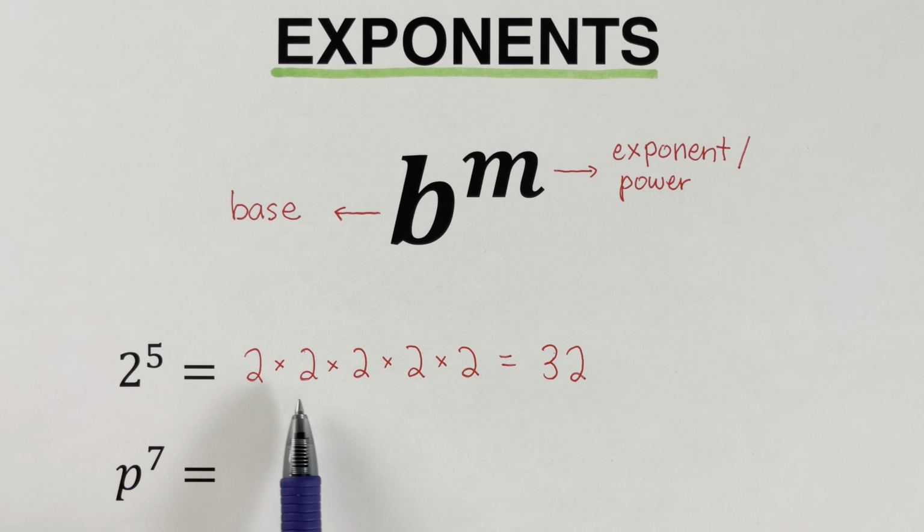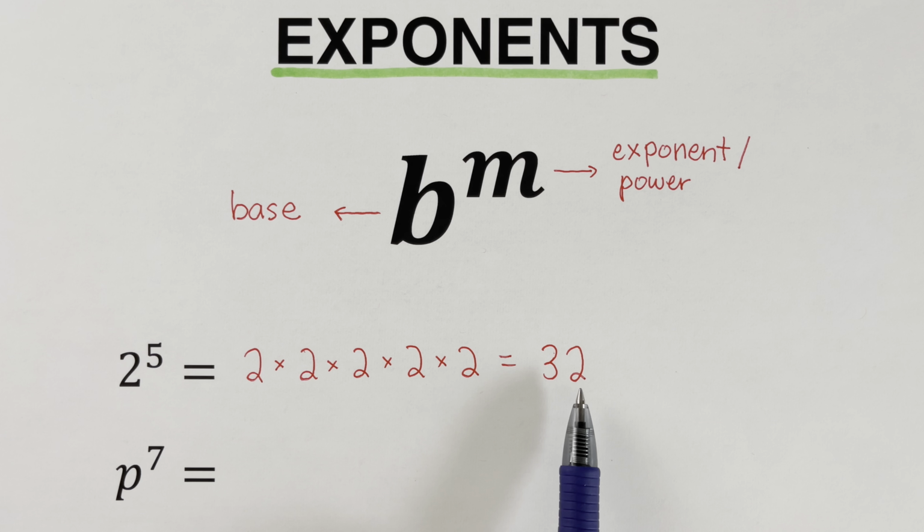Now please remember that this is called the exponent form. This is called the factored form. And this is called the standard form. I'm just going to label that up here.